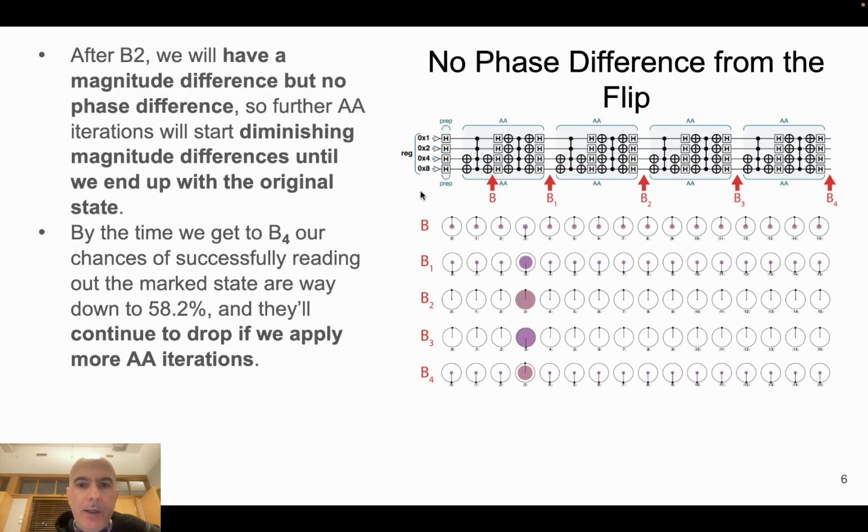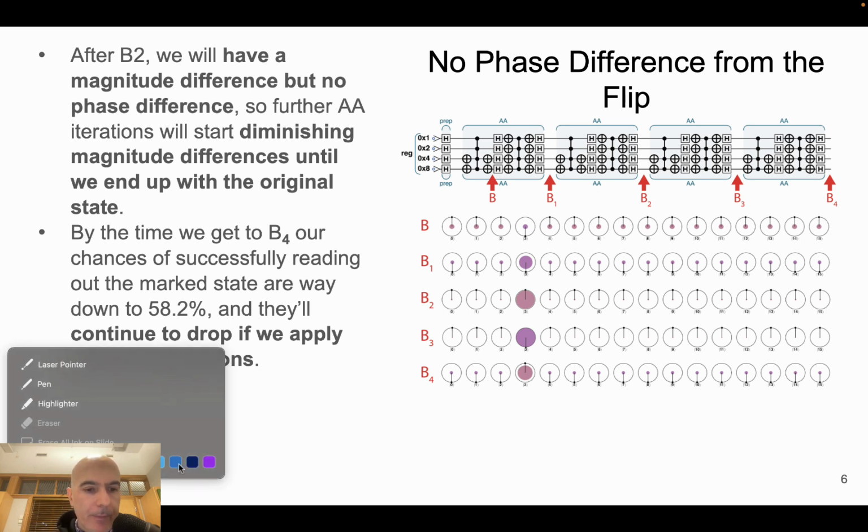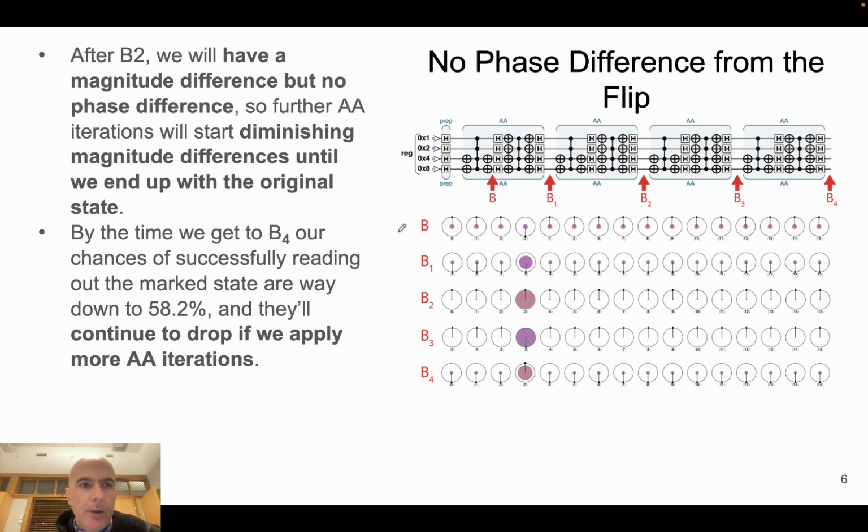Let's look at a circular notation of our quantum circuit depicted on these slides. So after B2, we will have a magnitude difference that we can see here, but no phase difference. So you see that this phase is completely aligned with all the other phases. So further amplitude amplification iterations will start diminishing the magnitude difference until we end up with the original state.